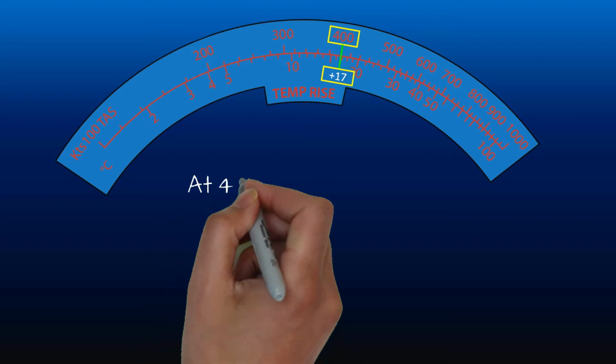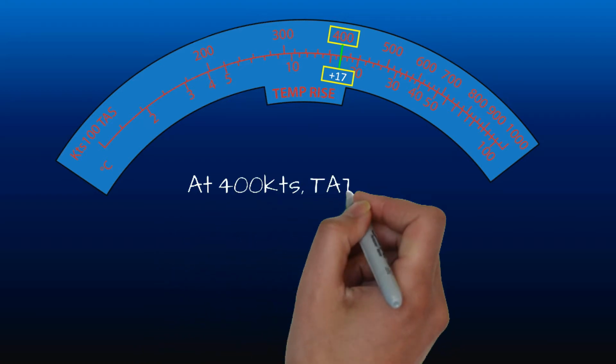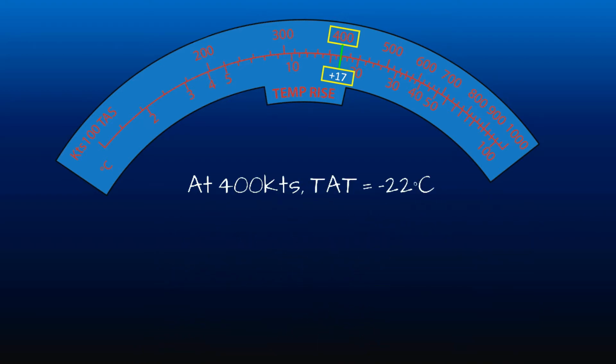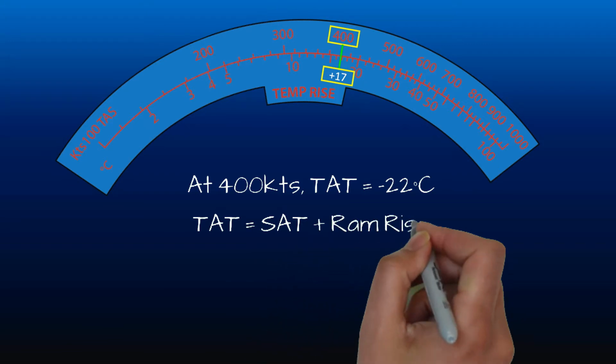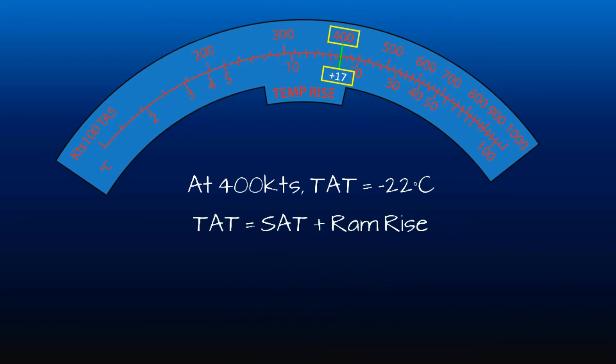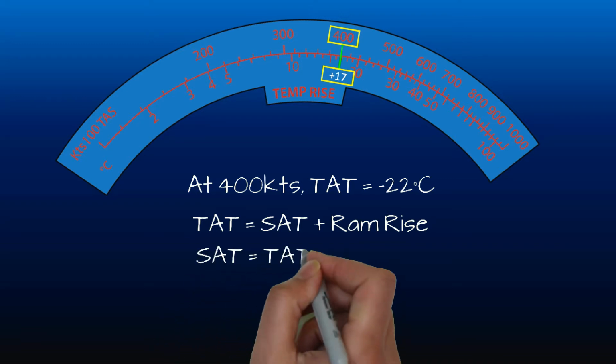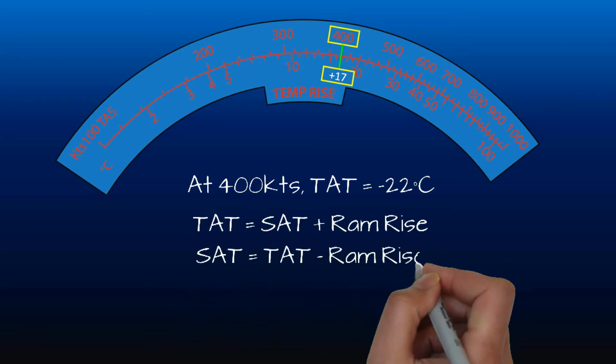If, at 400 knots TAS, we have a total air temperature of minus 22 degrees Celsius, what is the static air temperature? Recalling the formula, total air temperature equals static air temperature plus RAM rise. Transpose the formula so that static air temperature will be the subject. Static air temperature equals total air temperature minus RAM rise.